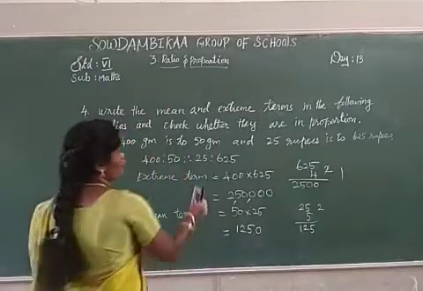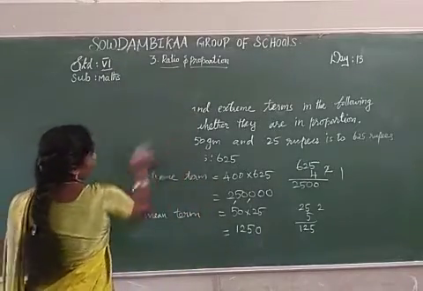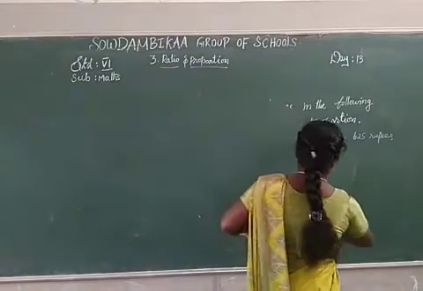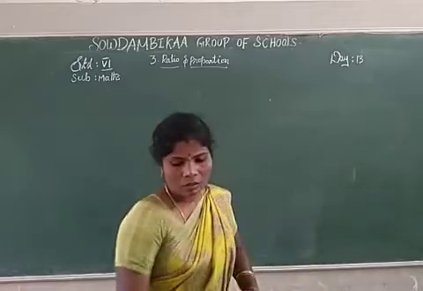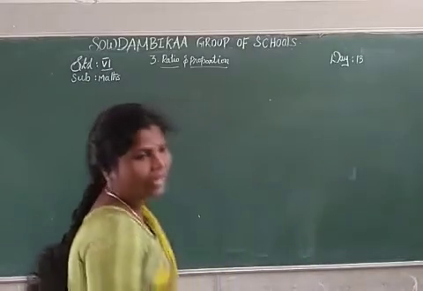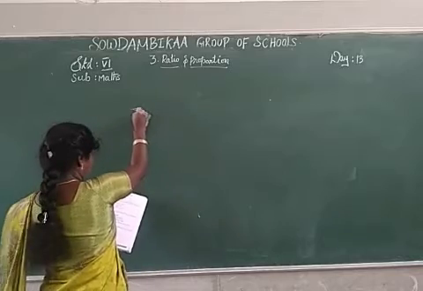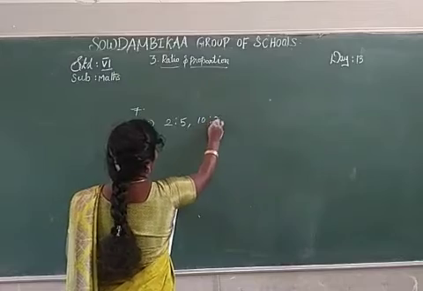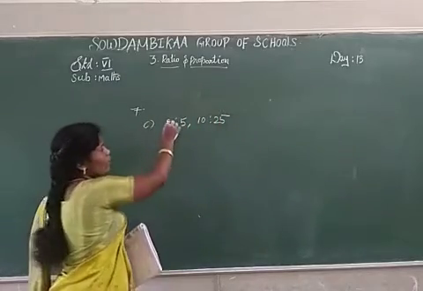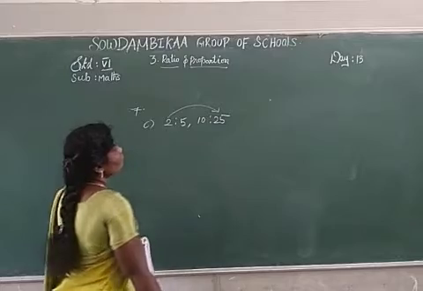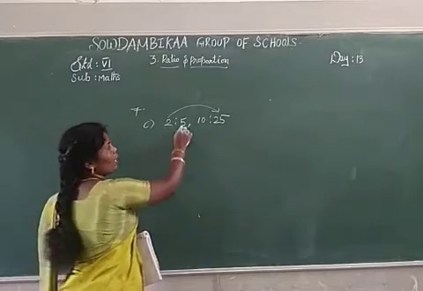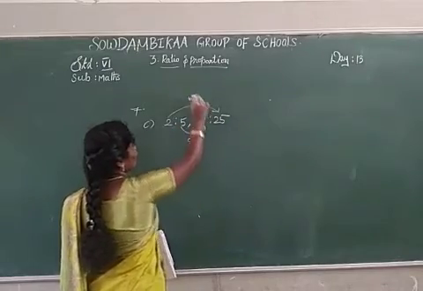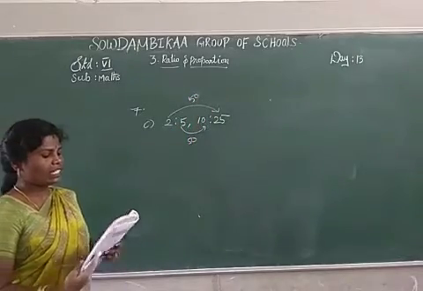Next, the objective type questions. Question 7: Which of the following ratios is a proportion? The answer is C: 2 is to 5, 10 is to 25. This is the only proportion because the product of extreme terms and the product of mean terms are equal. 2 25s are 50, 5 10s are 50. Otherwise, it is not. So the answer is C.